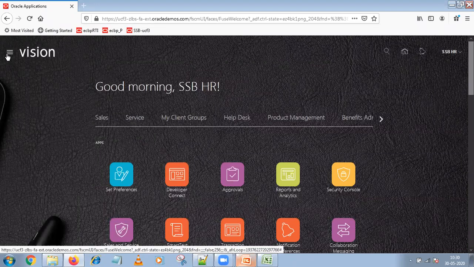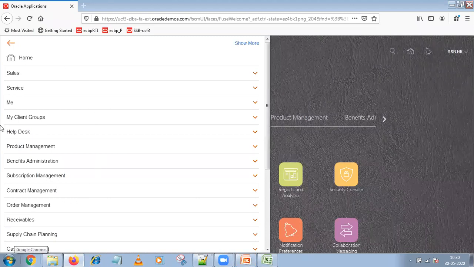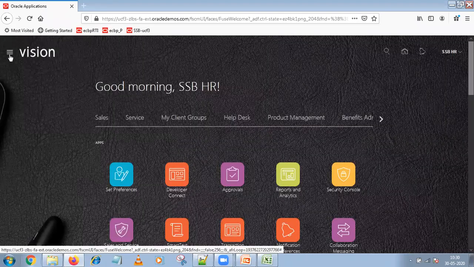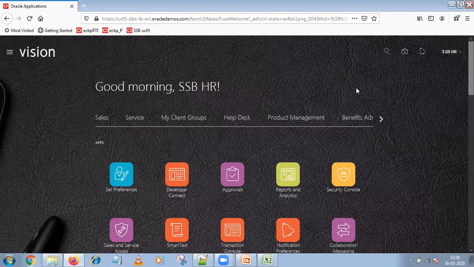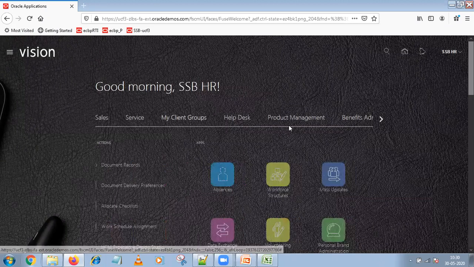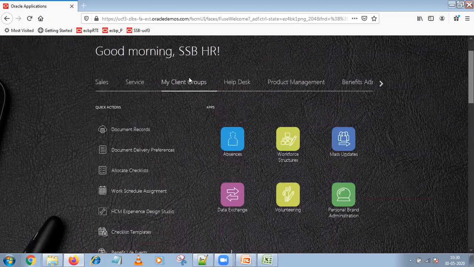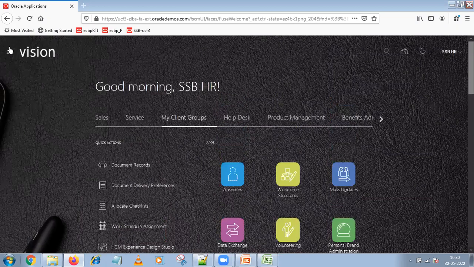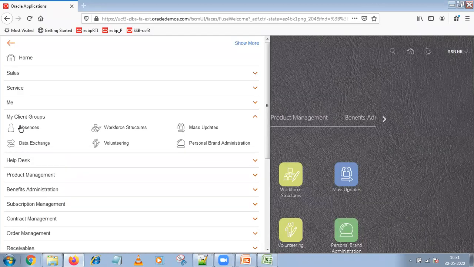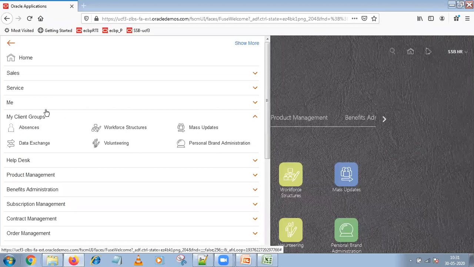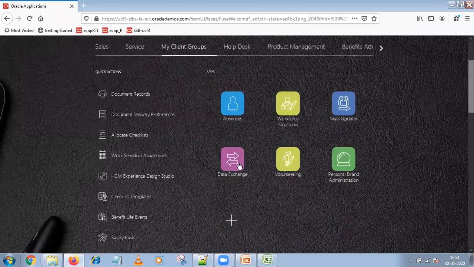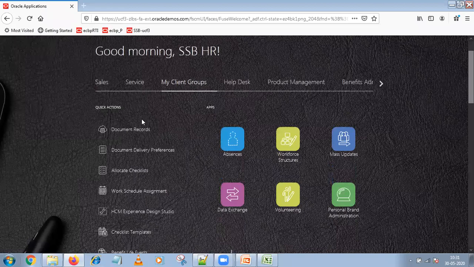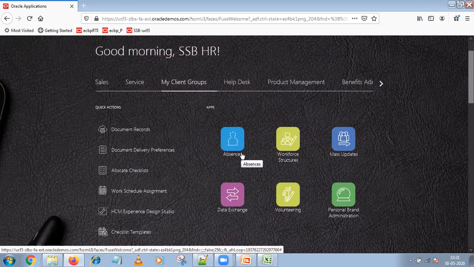Whatever we have here is the actual standard system navigation. This is quick access. Instead of navigating through there, we keep these things on this page. Instead of going there directly, I can go to my client groups here and start configuring things. You see, under my client groups we have absences and workforce structures here. The same things we have there: absences, workforce structures, mass updates. Whatever we have there, we can configure here. We can even hide things. I don't need all these things on my home page. I want to have only whatever I will use very quickly, so it's a kind of quick actions.